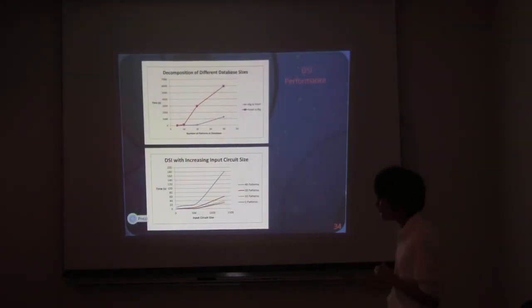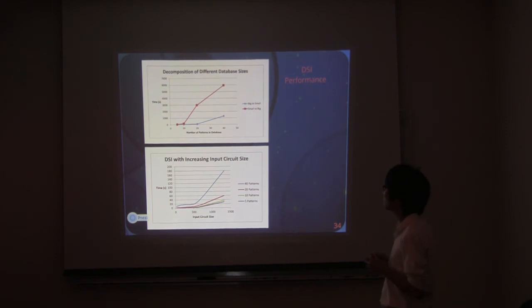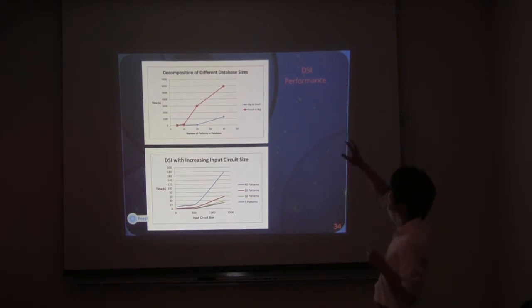Now for DSI, two aspects were compared. The first was how well it decomposes the pattern graphs as an offline step, and the second was how well the overall matching algorithm works. For the decomposition, the database in the last table seen was used. Two different orderings were used, where we ordered the circuits from largest to smallest and from smallest to largest, and then passed those in to see how well they perform.